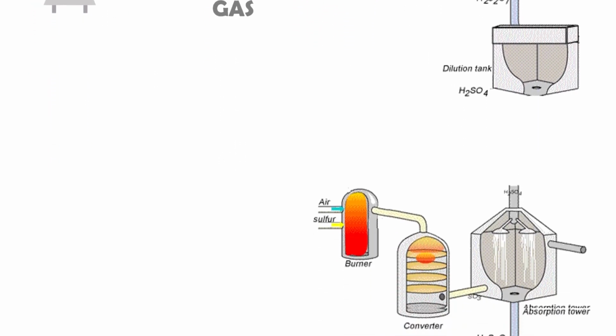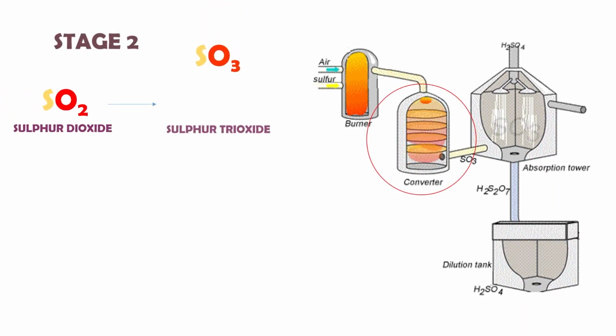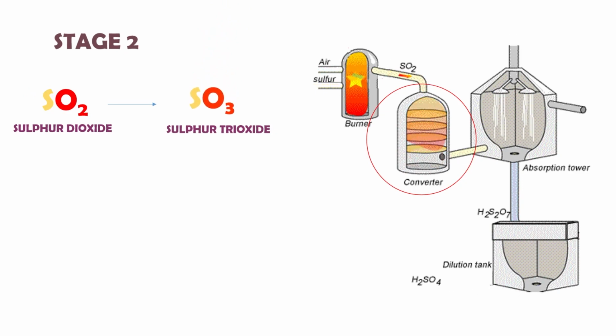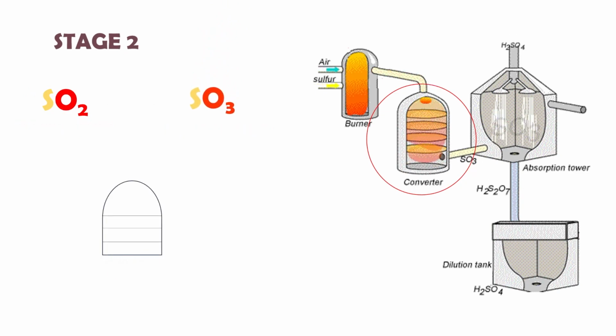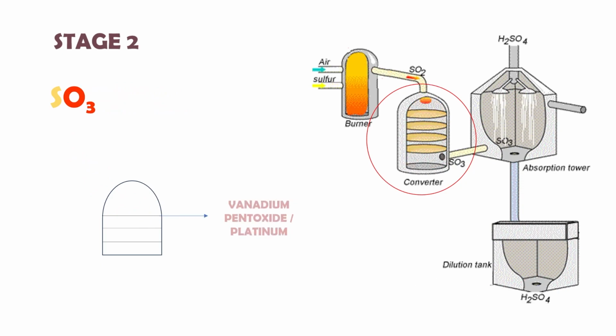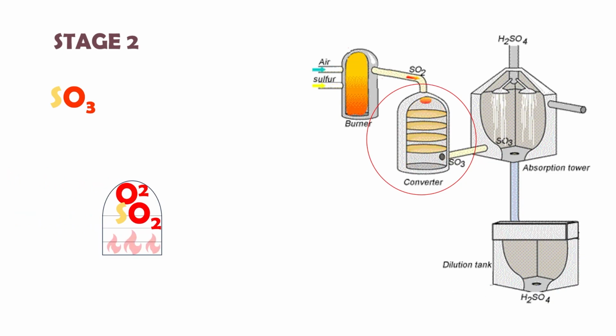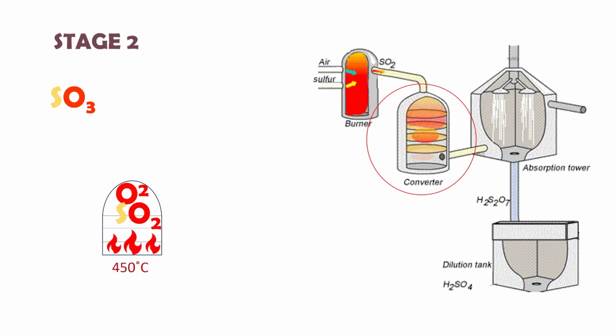In stage 2, sulfur dioxide needs to be converted into sulfur trioxide, and this reaction occurs in the oxidation chamber. To produce sulfur trioxide, the clean dried gaseous mixture of sulfur dioxide and the air is passed through a tower loosely packed with vanadium pentoxide or platinum, which acts as a catalyst. Here, the mixture of sulfur dioxide and oxygen is preheated to 450 degrees Celsius to ensure a higher rate of reaction to form sulfur trioxide.